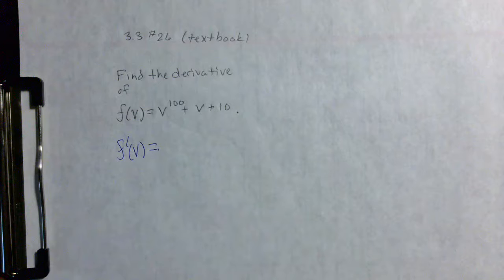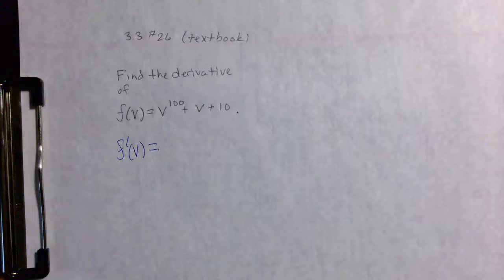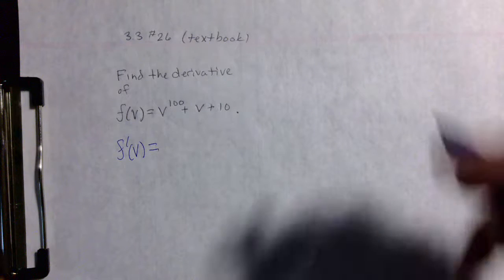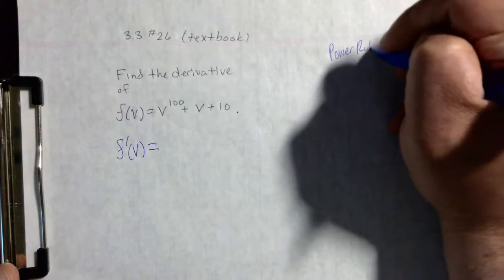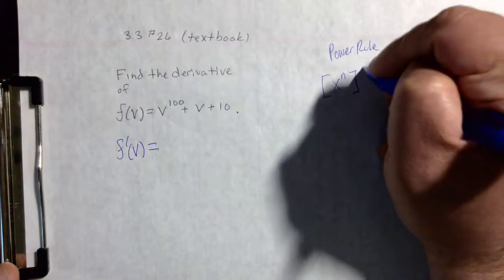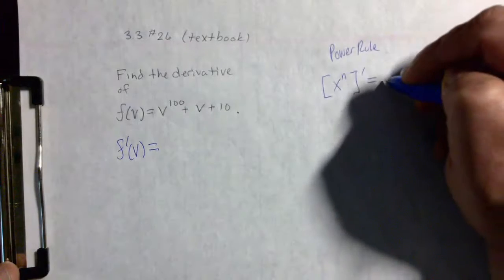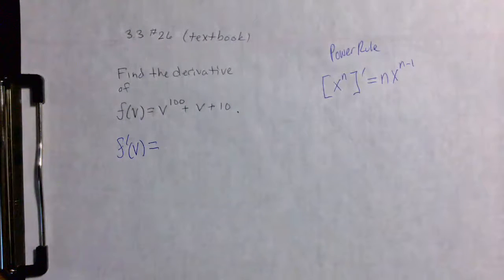Well, first rule we need to use is the power rule. And the power rule says that if you want to take the derivative, I'm going to write it over here, power rule. If you want to take the derivative of x to the n power, the derivative of that is nx to the n minus 1. And if you've ever in the past learned about derivative rules, that's probably the one that you remember because you use it a lot.